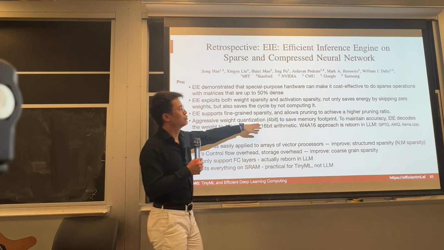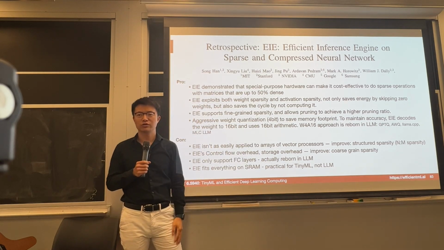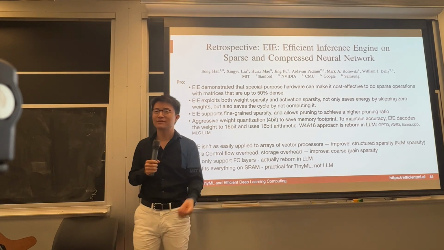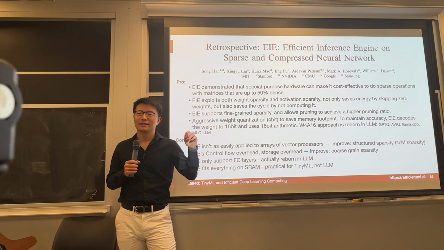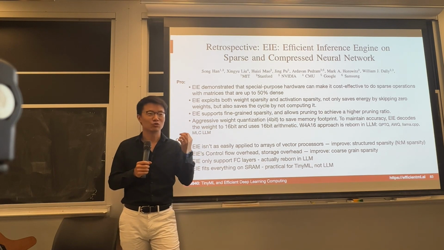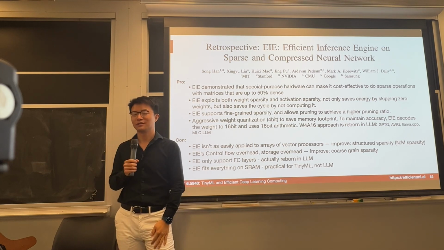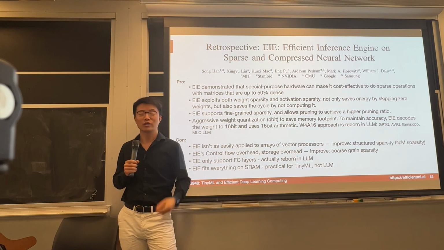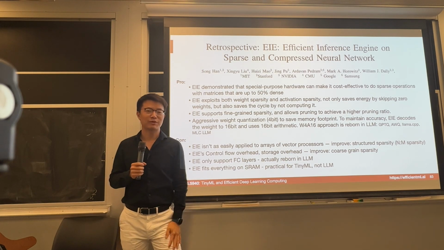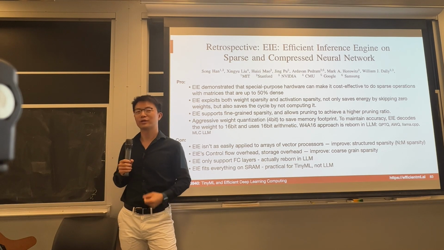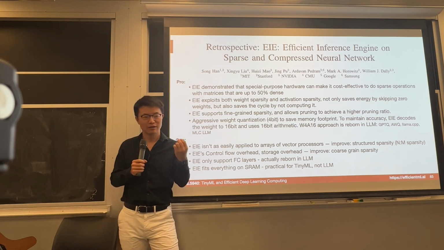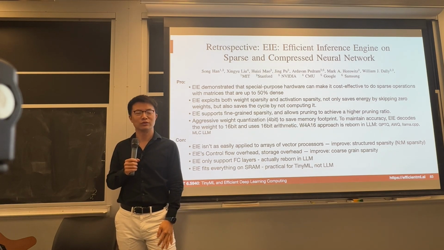And also aggressive quantization to 4-bit using weight sharing, which we're going to talk about in the next lecture, can save memory footprint, and decode it to 16-bit. So conventionally, the memory and compute use the same precision. If it is 8-bit, then you store it in 8-bit, you compute it in 8-bit. But here, EIE basically says you can store it in 4-bit and compute it in 16-bit. Because memory is expensive, computing is cheap. So we can use 16-bit to do the computation, but we have to use fewer bits to do the storage.